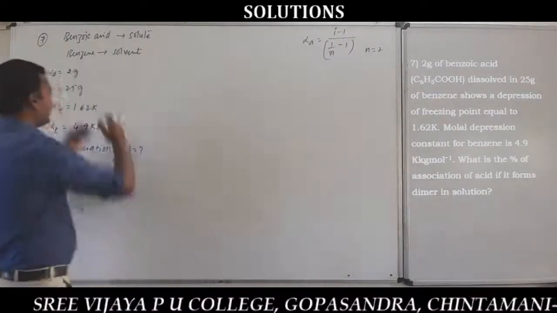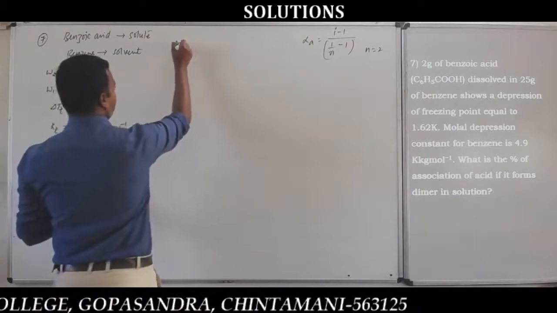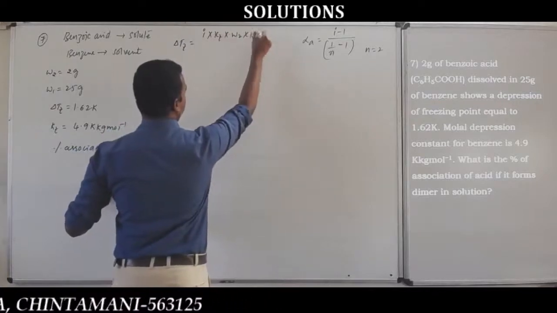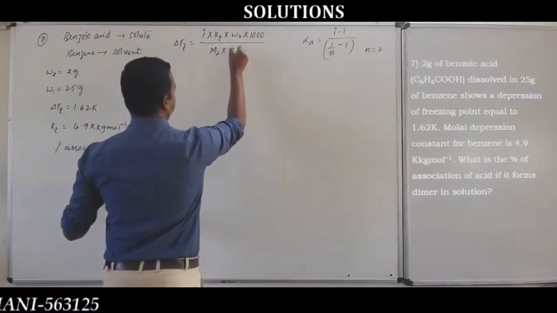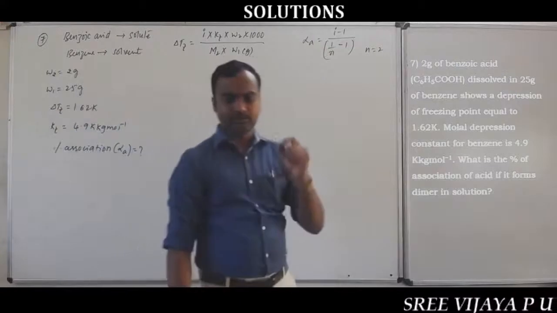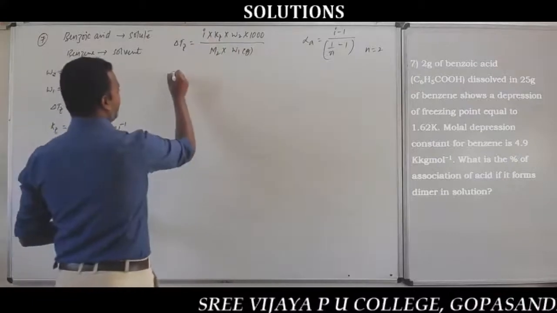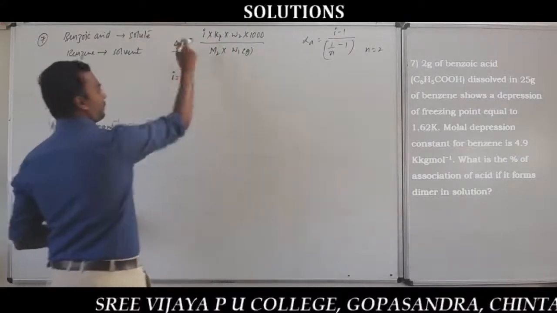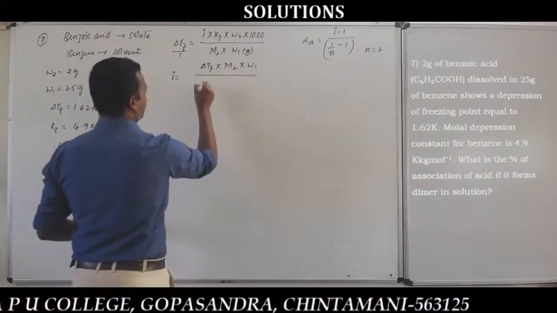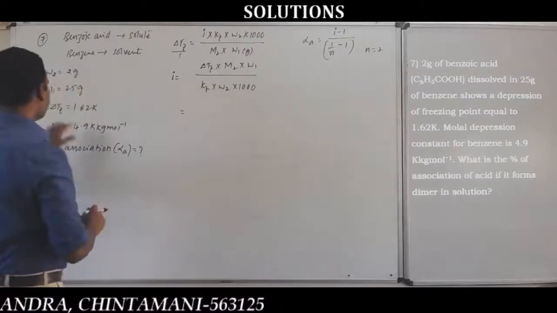To calculate the i value, some data are given. By using the modified equation of depression of freezing point, delta Tf is equal to i into Kf into W2 into 1000, whole divided by M2 into W1 in grams. This is the modified equation, introducing the Van't Hoff factor. Our intention is to calculate first i. Therefore, i is equal to delta Tf into M2 into W1, whole divided by Kf into W2 into 1000. Delta Tf is given, that is 1.62 Kelvin.